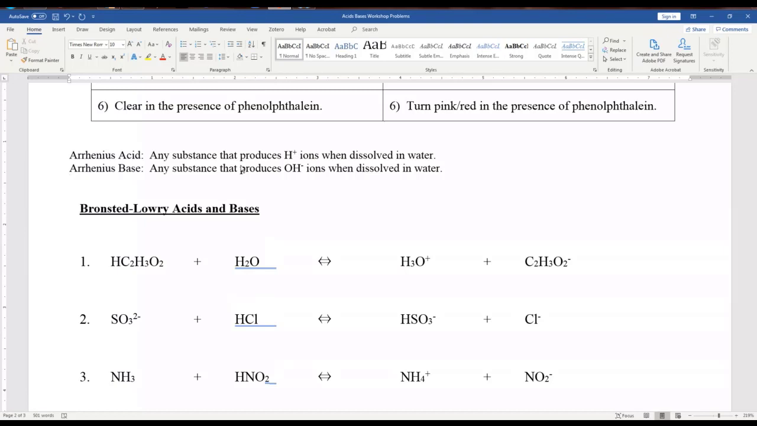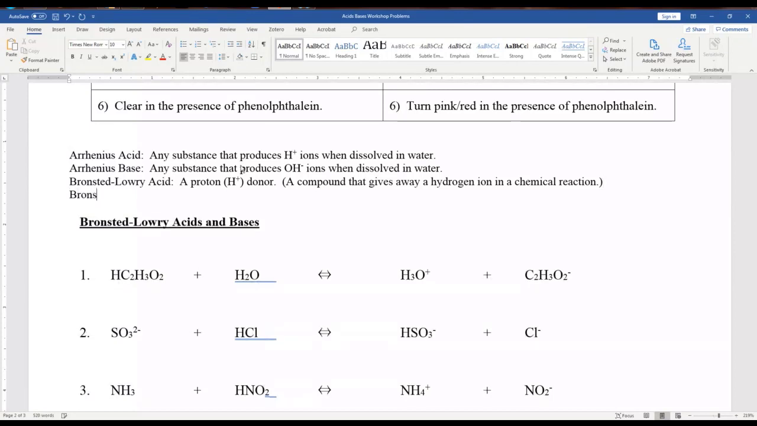Secondly, you have your Bronsted-Lowry acids. A Bronsted-Lowry acid is a proton donor. By a proton, I mean an H plus. An H plus donor. In other words, it's a compound that gives away a hydrogen ion in a chemical reaction. Notice that the Bronsted-Lowry definition is always tied to a chemical reaction. You can't really think of an acid isolated from a chemical reaction.